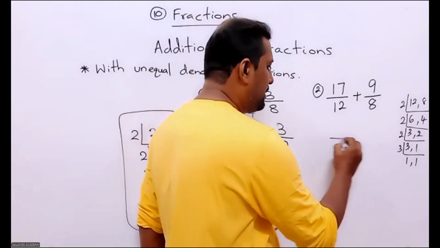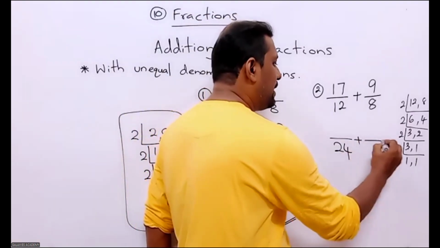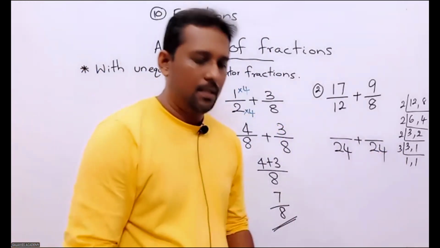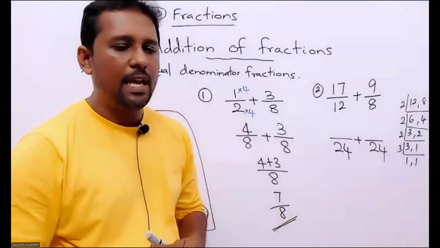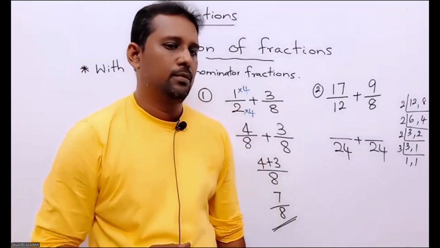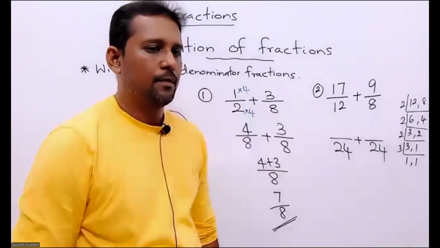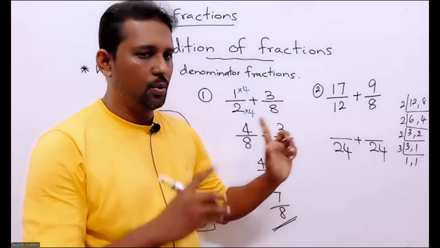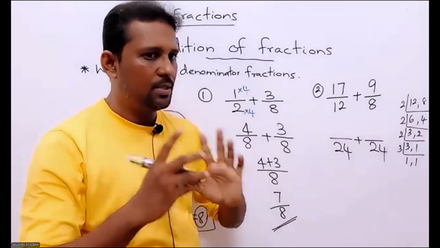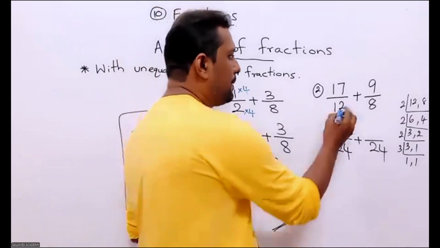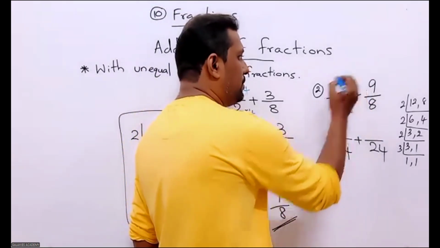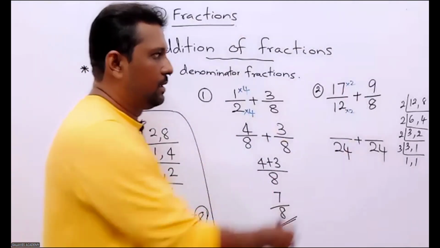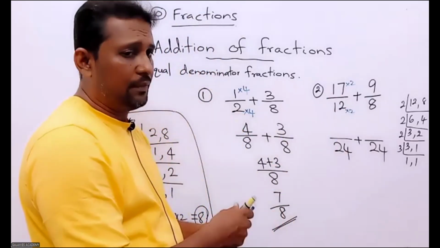Now I can write these two fractions with the denominator 24. Then we check the first fraction, we have to multiply by which value? 2. Yes. 12 you have to convert into 24, no? So 12 multiplied by 2 is 24. So this fraction you have to multiply by 2. If you multiply the denominator by 2, you also have to multiply the numerator by 2. 17 multiplied by 2 is 34.